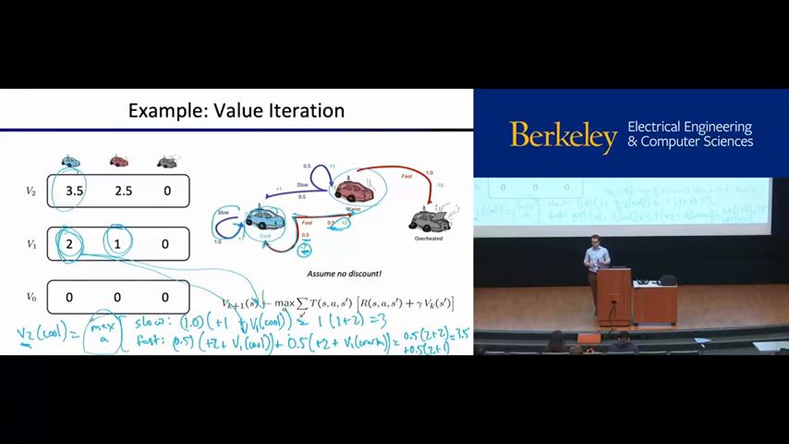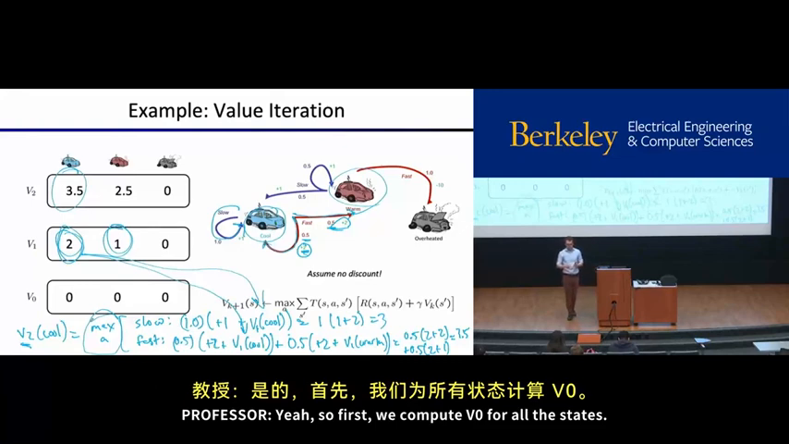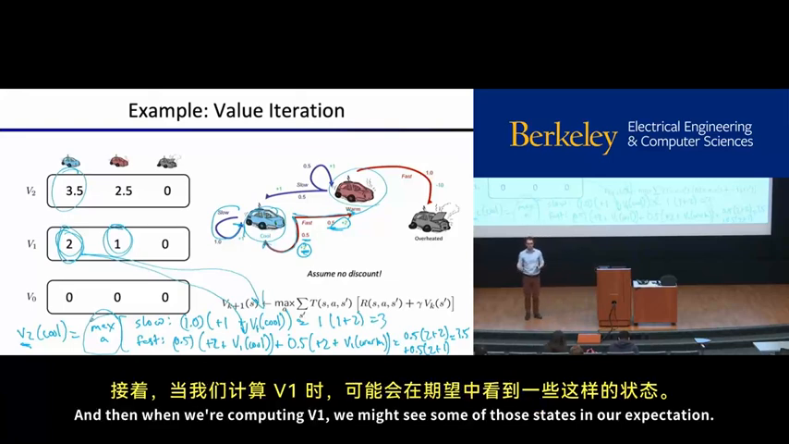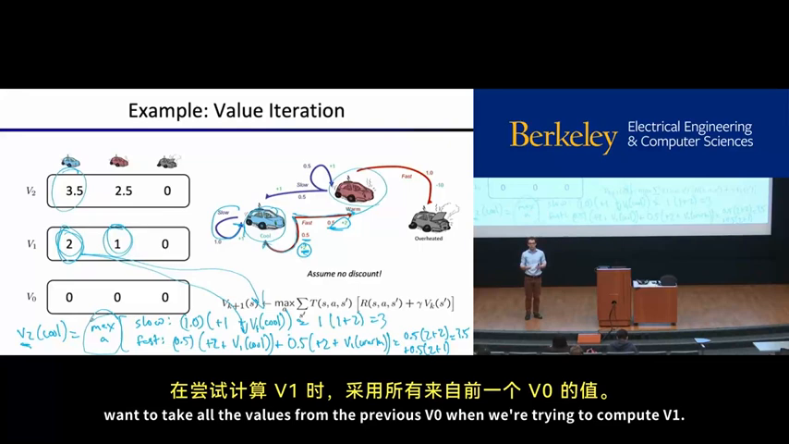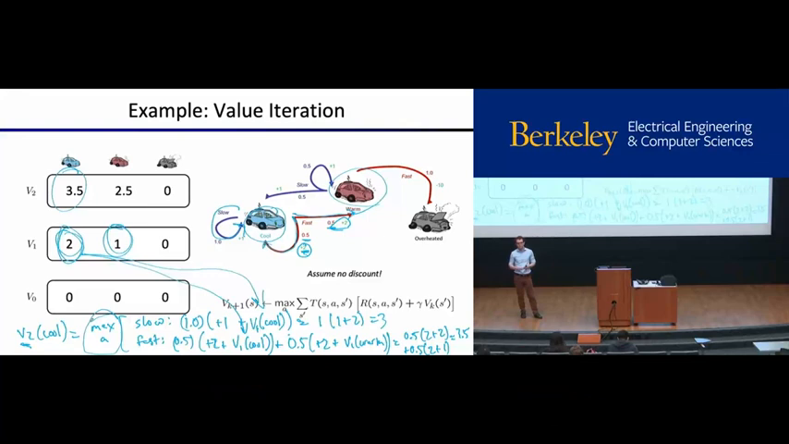Questions so far? Yeah. So you always have the previous values, right? Yeah, so we first compute v0 for all the states, and then when we're computing v1, we might see some of those states in our expectation. And what we want to do is take all the values from the previous v0 when we're trying to compute v1. Yeah. And v2, we use v1. Yeah. Other questions?